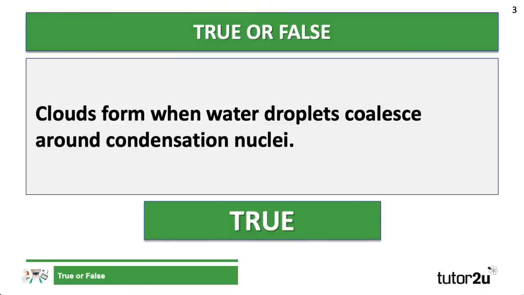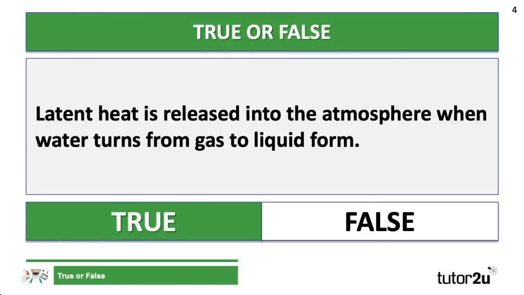So condensation, often the precursor to precipitation or required for precipitation, requires some form of nuclei for the water vapor to condense onto and coalesce around. So that's really important. And again, thinking about this key terminology we're using here. Okay, and then we have our fourth true or false. Latent heat is released into the atmosphere when water turns from a gas to liquid form. Latent heat is released into the atmosphere when water turns from a gas to liquid form.